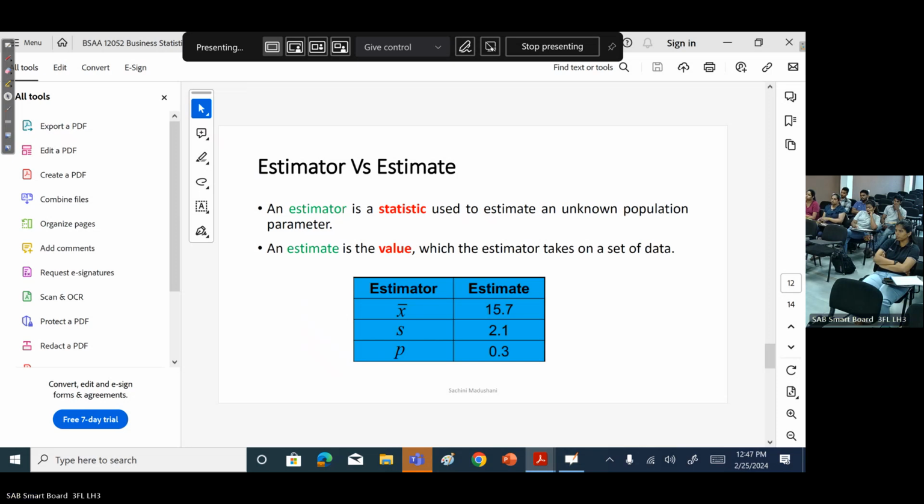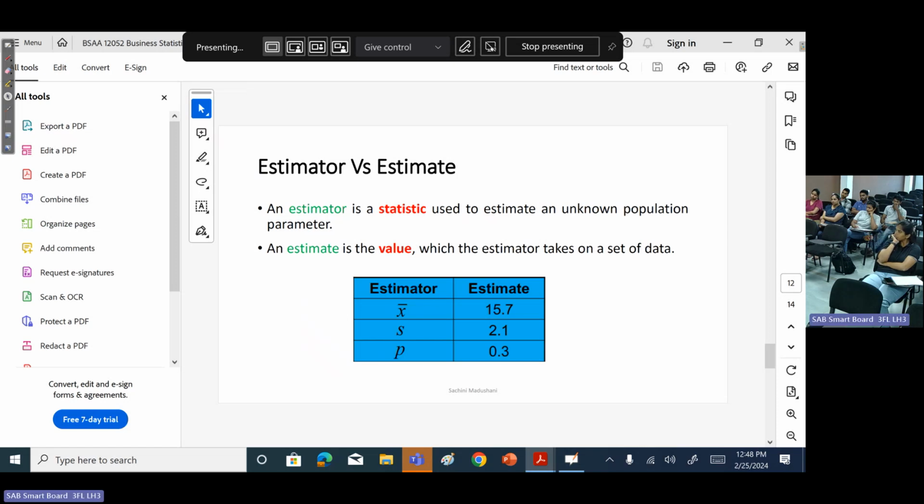Estimated. Okay, then think, you want to calculate the population proportion. Proportion is a percentage value. Normally we can say that the female students here are 20%. That is the proportion, a percentage value. Then if we want to calculate the population proportion, what is the estimator? Sample proportion. Understood?